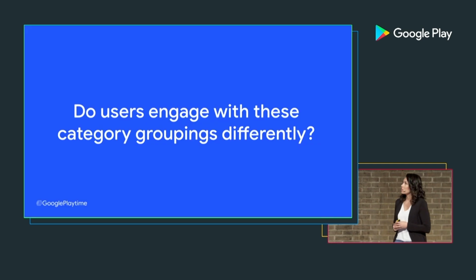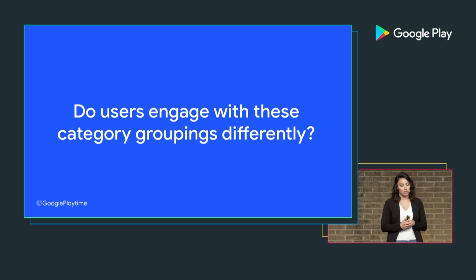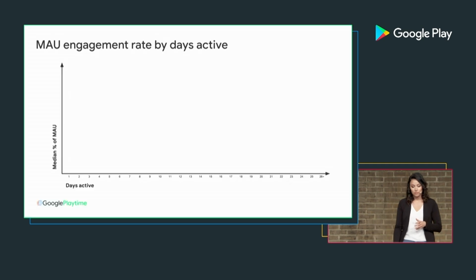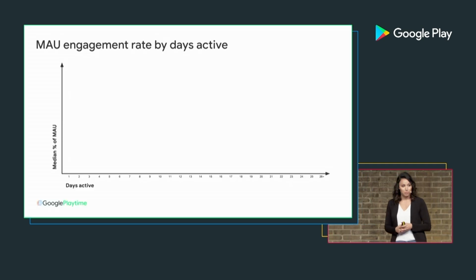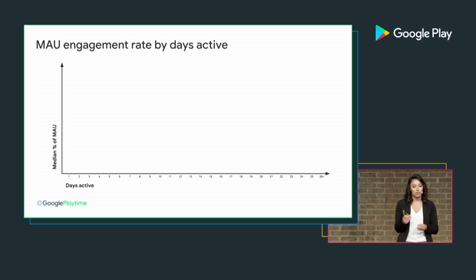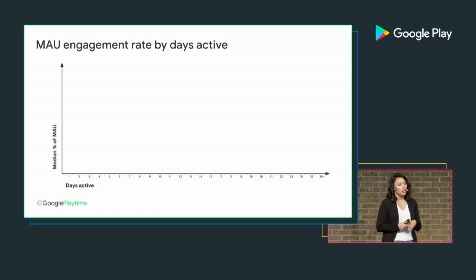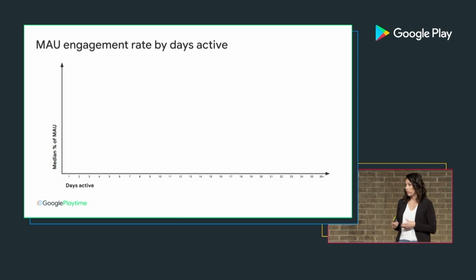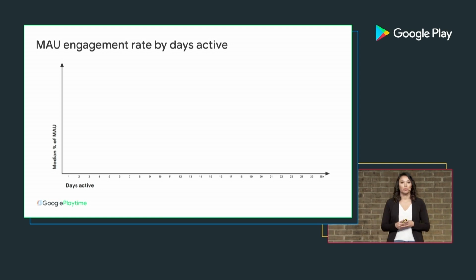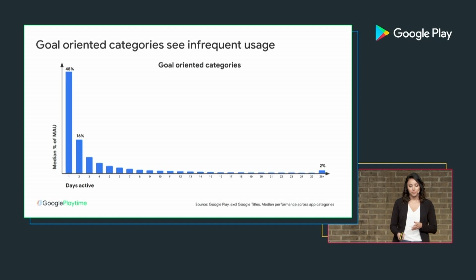But let's also understand the difference in engagement trends across these groupings. Days active is a really popular metric, and it's a great apples-to-apples comparison across categories with different use cases. So what we'll do is look at the median percentage of monthly active users broken out by the number of days that they were active in a calendar month, looking at the histogram of days between 1 and 25, with 26 or more days bucketed together.